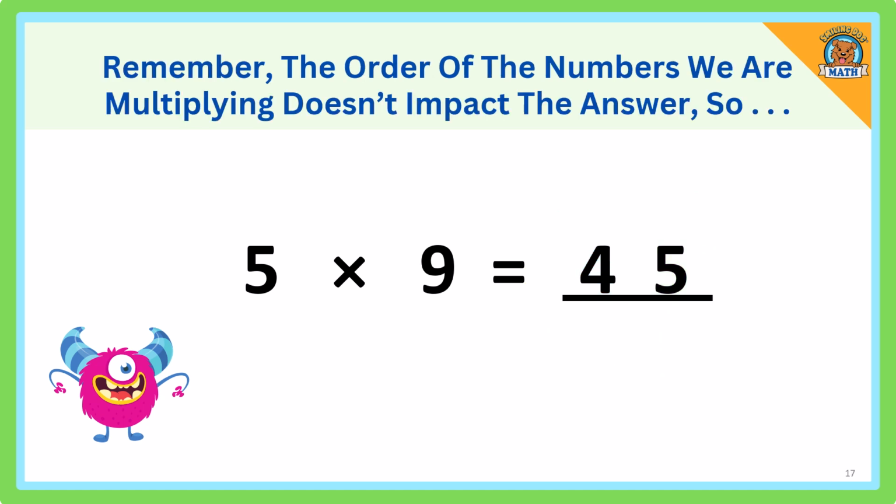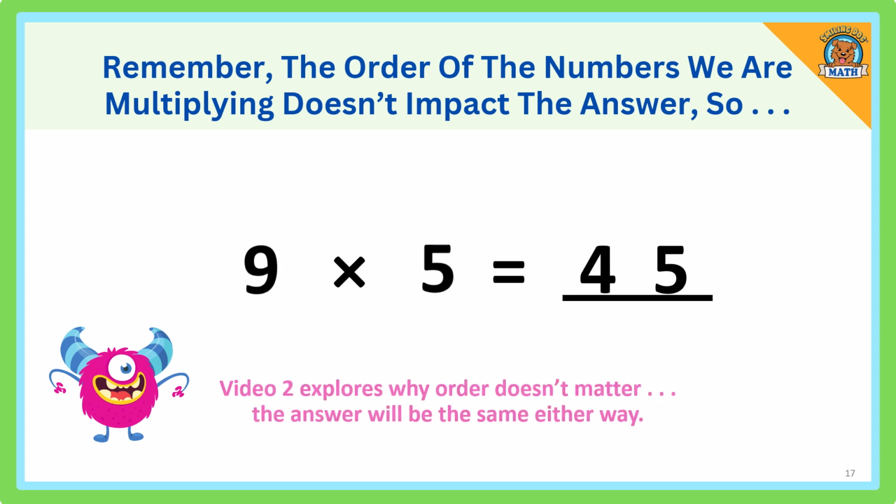Remember, the order of the numbers we are multiplying doesn't impact the answer, so if we know 5 times 9 equals 45, that means we also know that 9 times 5 equals 45. Switching the order of those numbers doesn't impact the answer, and we talked about that in an earlier video.